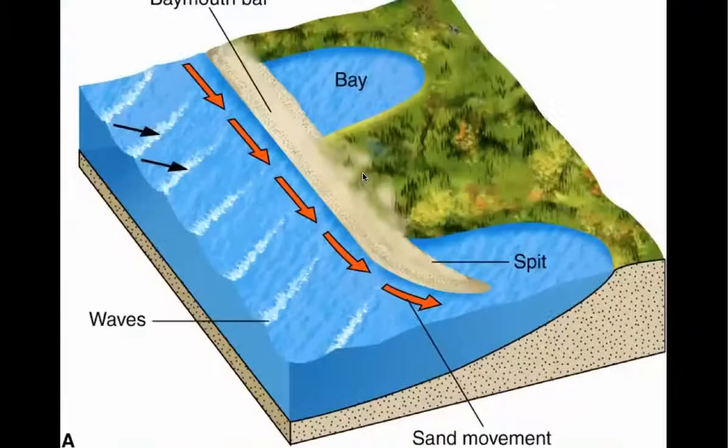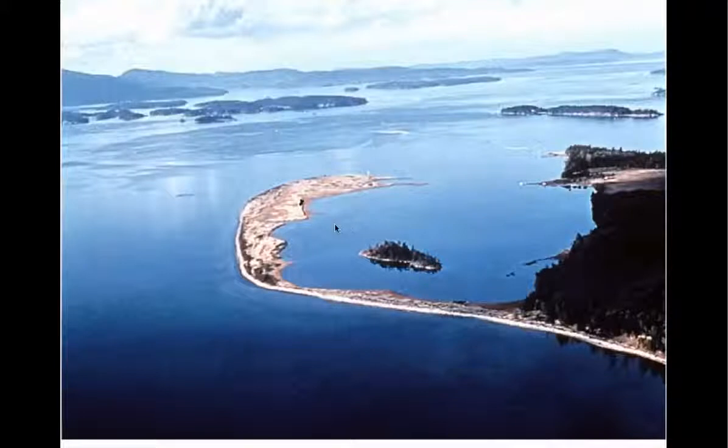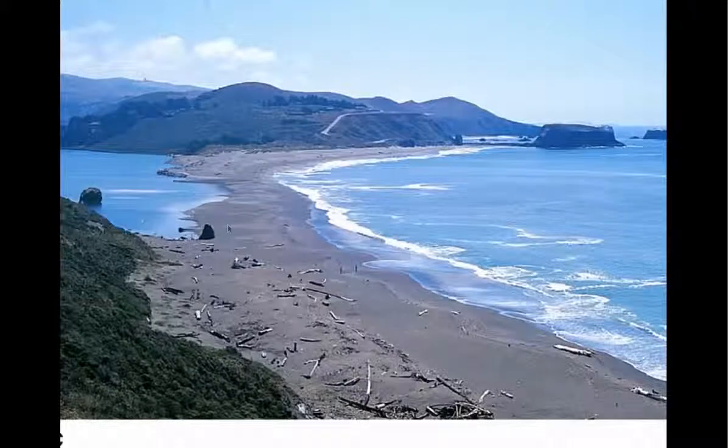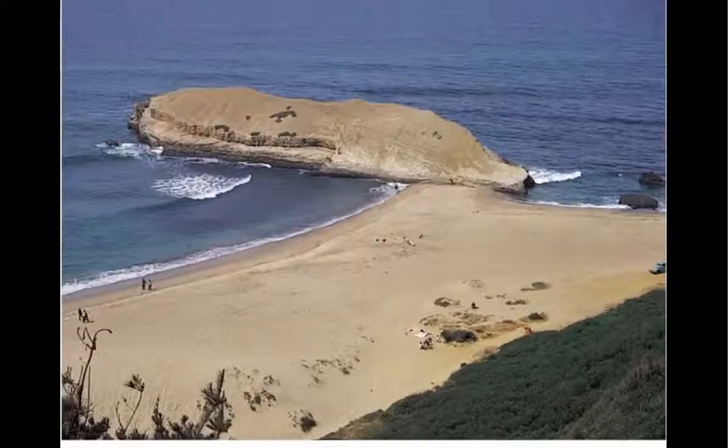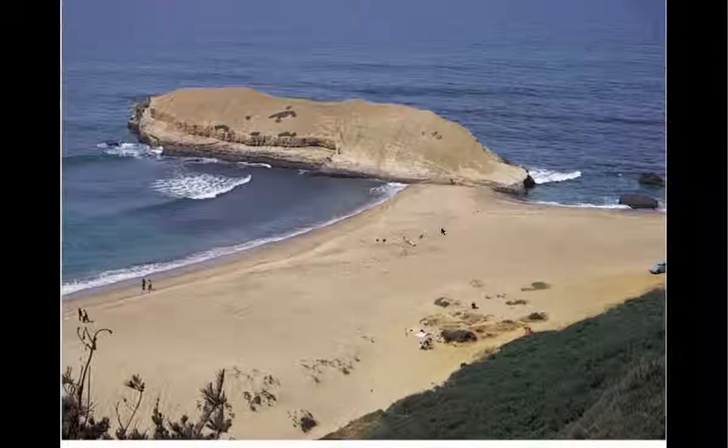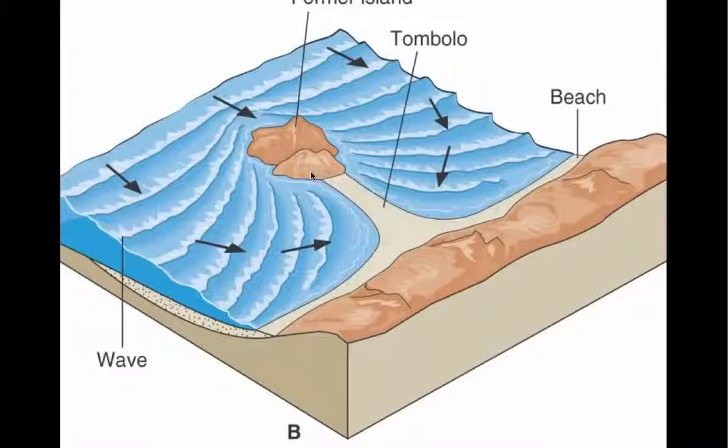Here is a baymouth bar. What am I talking about? When a longshore current creates sand across a bay, we get a baymouth bar. If it just sticks out there, it's called a spit. Here's a spit. Here's a baymouth bar. Here is a tombolo where this island is protecting the sand behind it. It's really kind of cool.